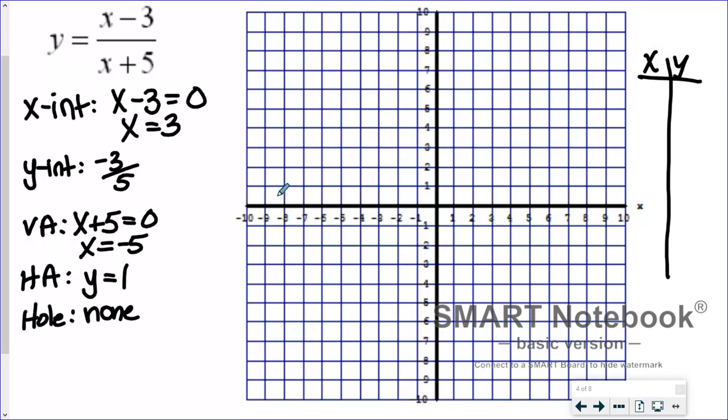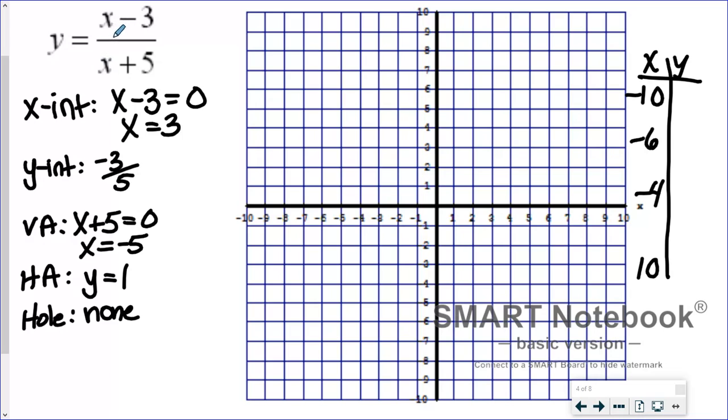All right, remember we want to pick our edges. So whatever graph you're using, in this case, my graph goes from negative 10 to 10. So I will want to use negative 10 and 10. And then we want to pick x coordinates on either side of our vertical asymptote. So if my vertical asymptote here is negative 5, then I would want to pick negative 6 and negative 4. All right, now I just plug these into my function to get my y coordinates.